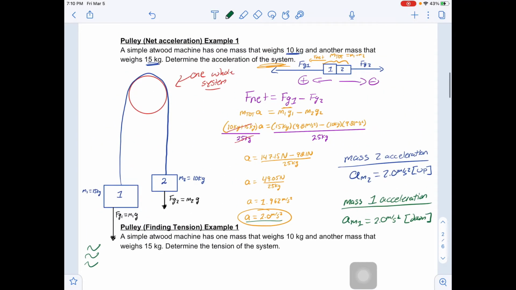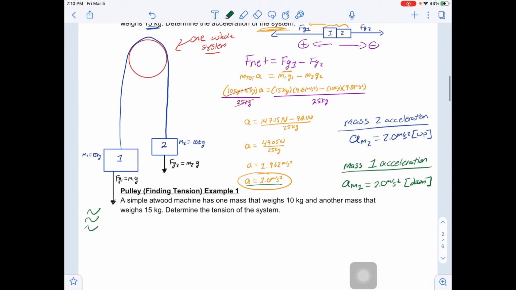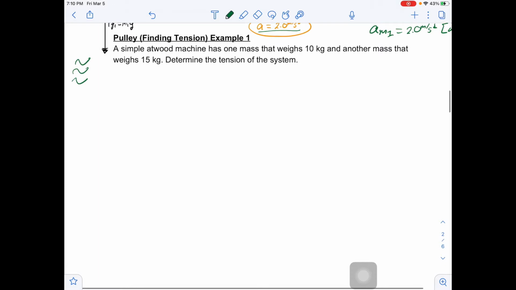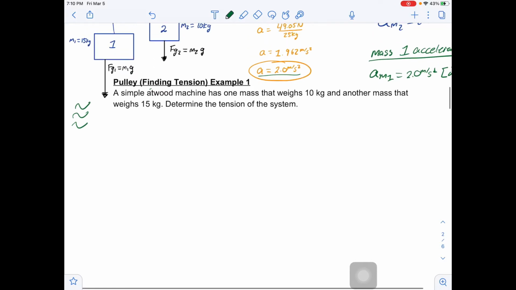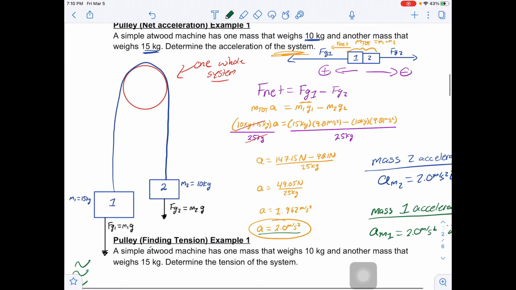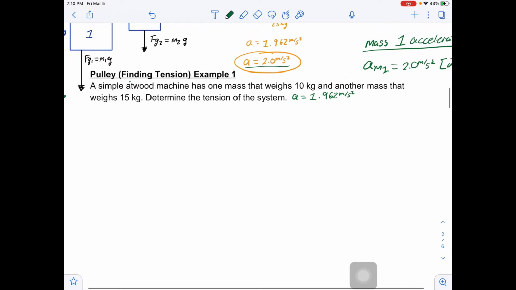So now that you have watched the first part of this pulley example, we found the acceleration of this pulley. Now, what we're going to do is find the tension. And in order to find the tension in these questions, you always need the acceleration. So good thing we found it. If you were just given this question, you would have to do this beforehand. But since we have, and I've shown you how, we're just going to write down that the acceleration of the system is 1.962 meters per second squared. And we can use that now to our advantage.